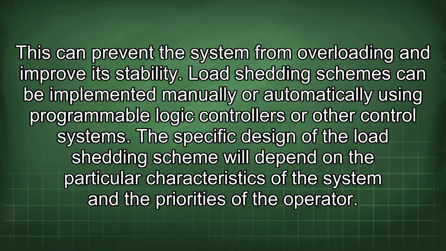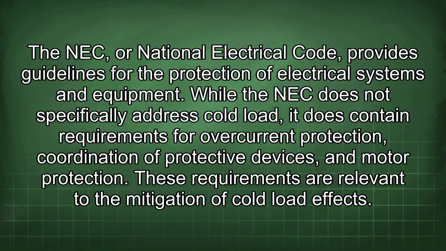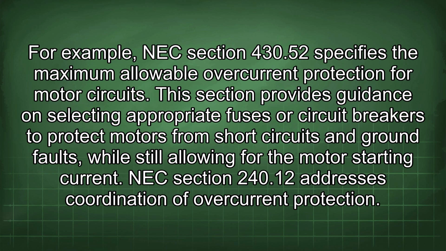The NEC, or National Electrical Code, provides guidelines for the protection of electrical systems and equipment. While the NEC does not specifically address cold load, it does contain requirements for overcurrent protection, coordination of protective devices, and motor protection. These requirements are relevant to the mitigation of cold load effects. For example, NEC Section 430.52 specifies the maximum allowable overcurrent protection for motor circuits. This section provides guidance on selecting appropriate fuses or circuit breakers to protect motors from short circuits and ground faults while still allowing for the motor starting current.